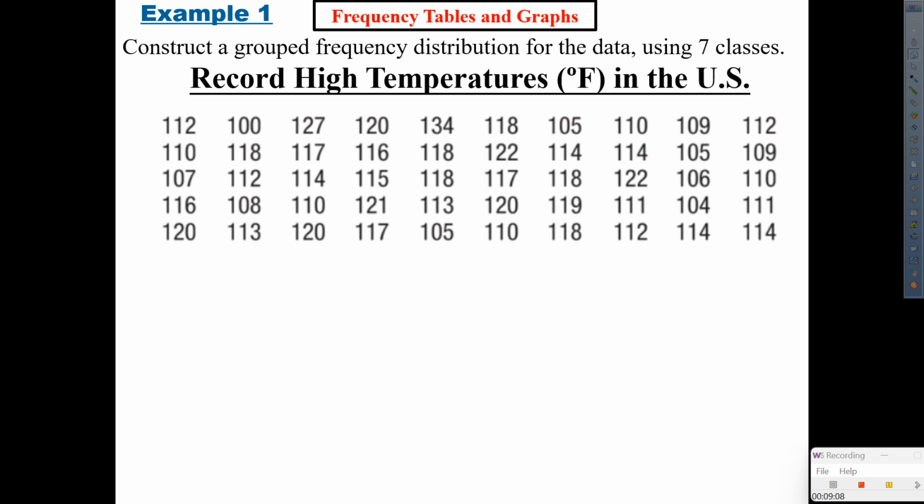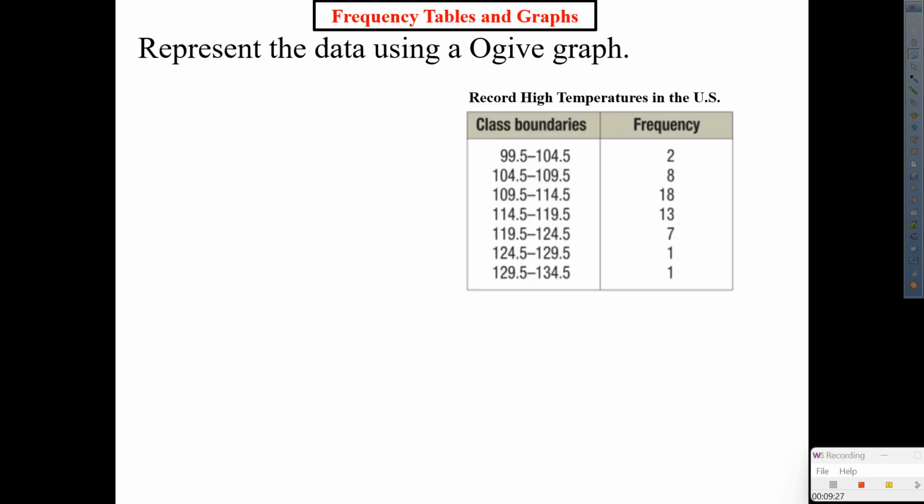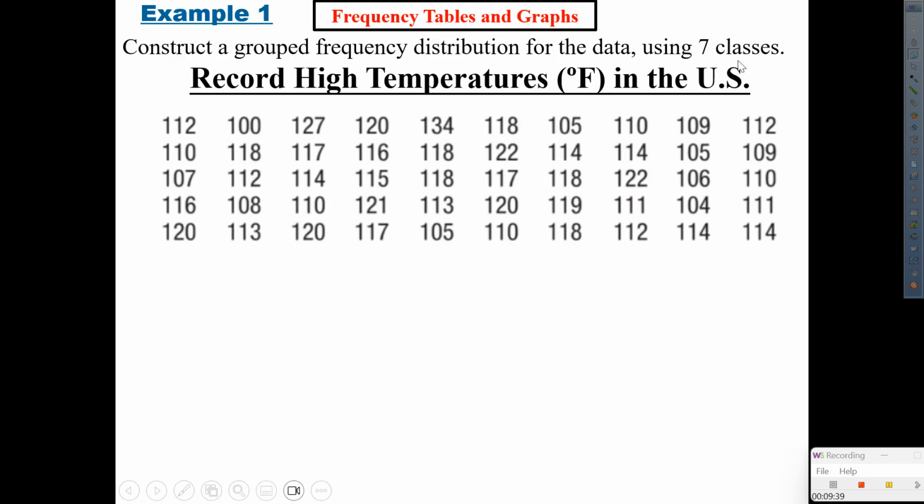Example number one, it says construct a grouped frequency distribution for the data using seven classes. Reminder, here's our table. Each of these rows are known as what? Classes. So how many classes do they want? Seven of them. Okay? So copy that. I'll give you some time.